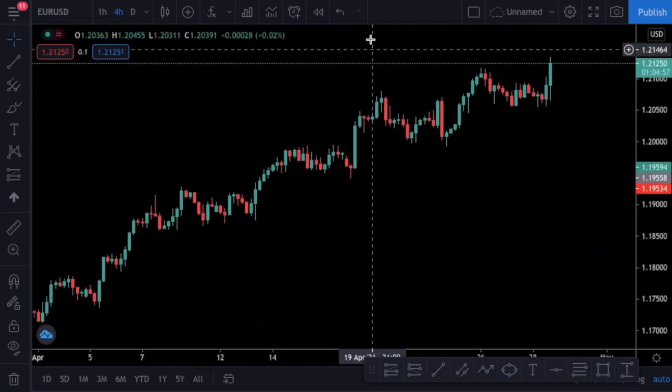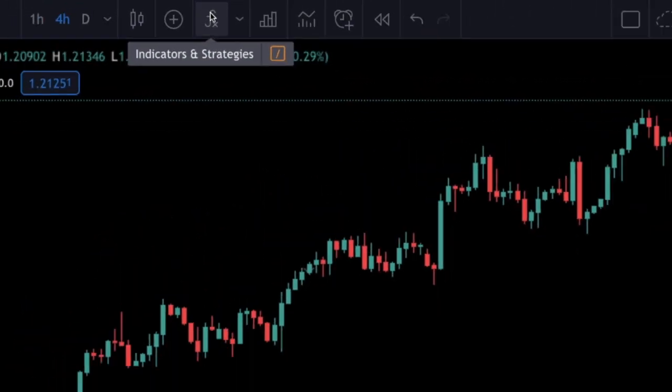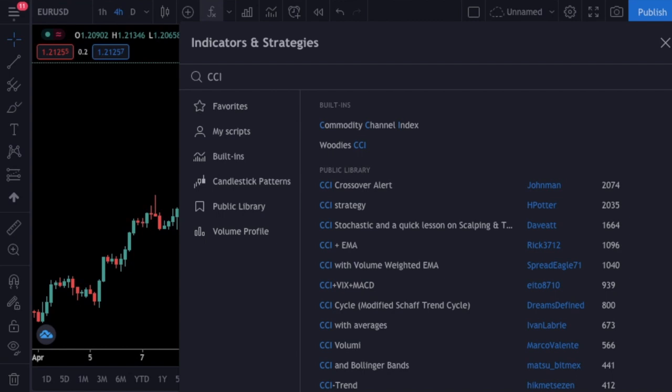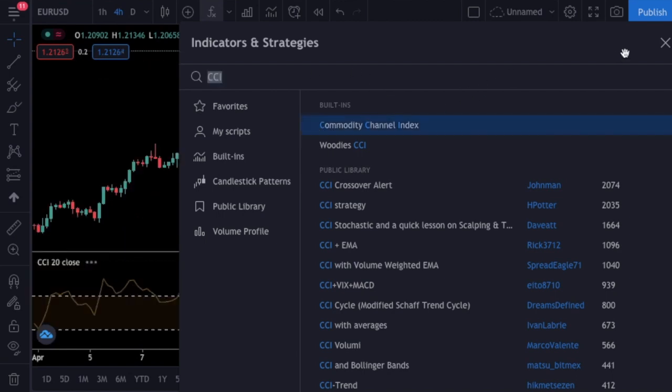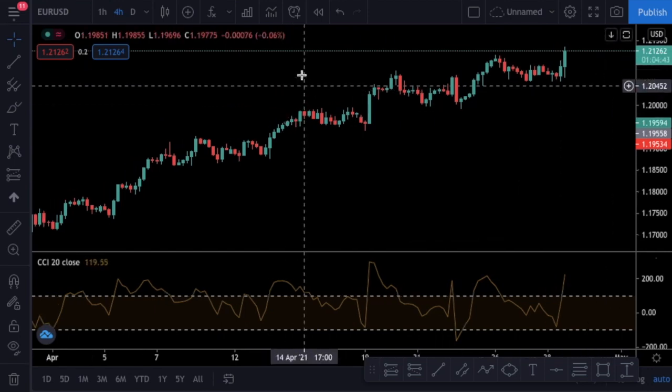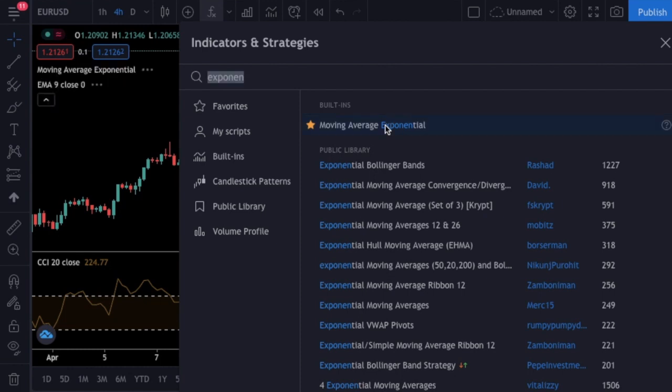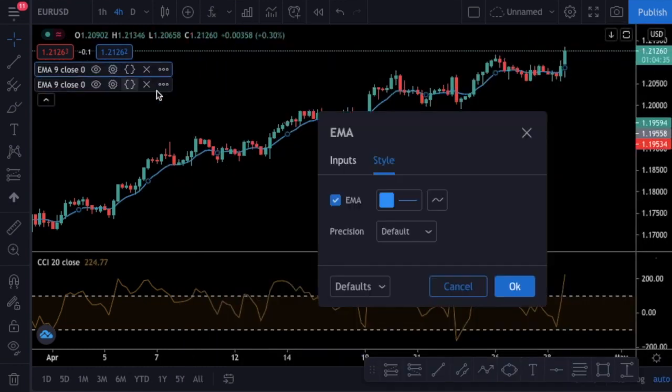So let's add the indicators we will use. To add them, you have to find this indicator's icon on the top menu. And we will search for the CCI, which stands for Commodity Channel Index. You can add it to your favorites by clicking the star icon next to it, and we will need some moving averages. For this strategy, we will use the exponential moving average, which gives more weight to the recent price.